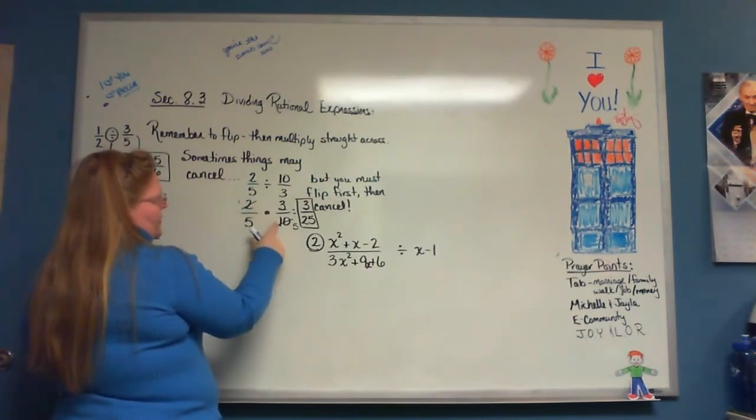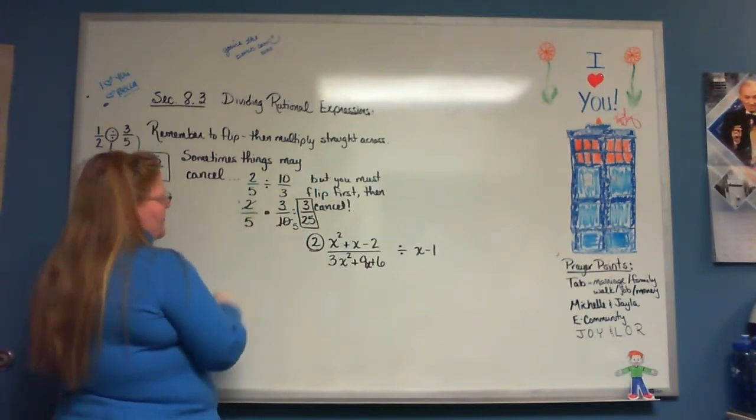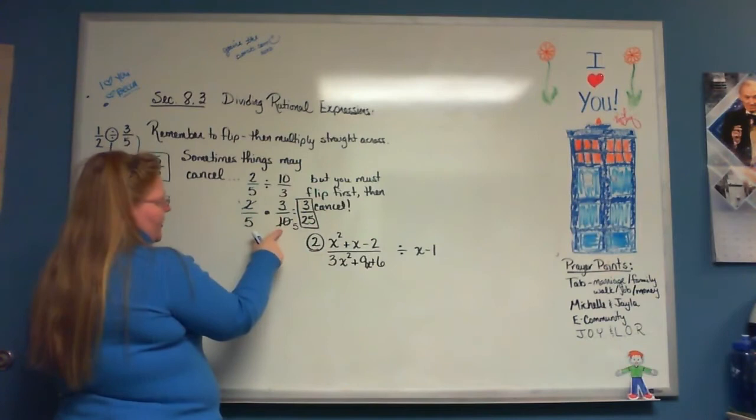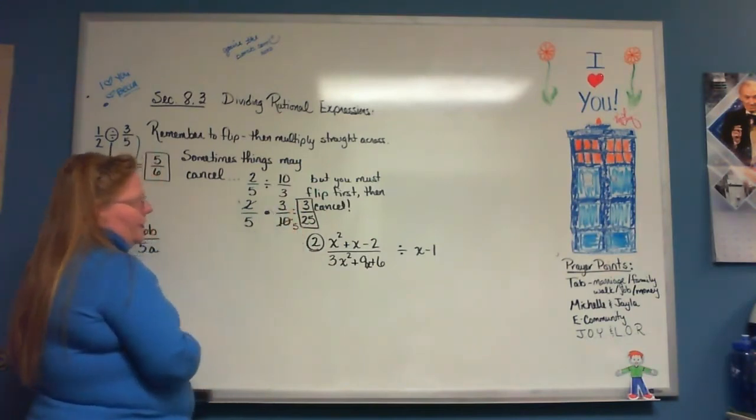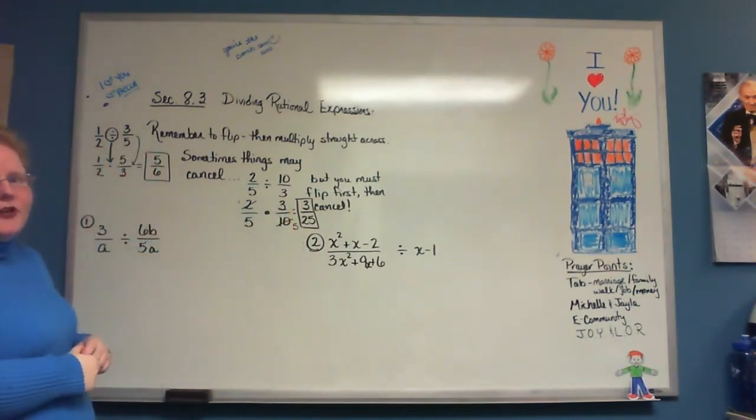Then you're able to cancel out the 2 and the 10. Change that to a 1, change that to a 5, get 3 over 25. Make sure you flip before you try to cancel anything.